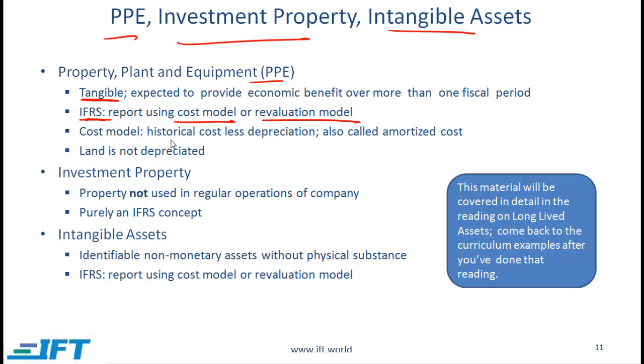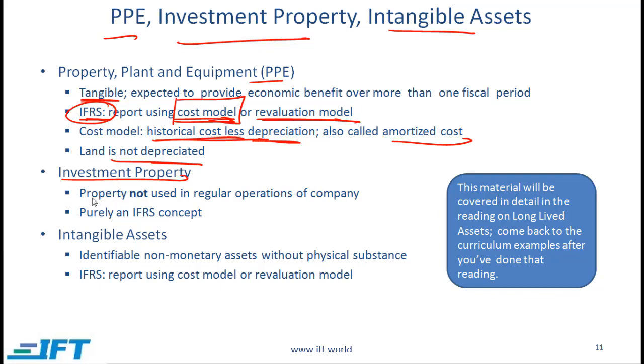We report property, plant and equipment at historical cost less depreciation. That's the cost model. And this number, the historical cost less depreciation, is also called amortized cost. Land is not depreciated. Note that the choice between cost model and revaluation model is only provided by IFRS. US GAAP says that we are only allowed to use the cost model.